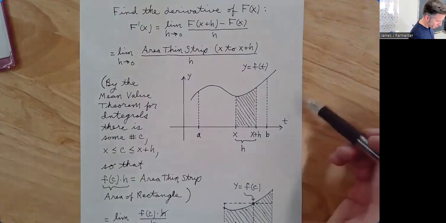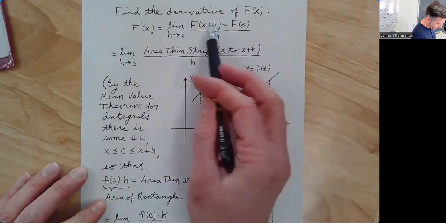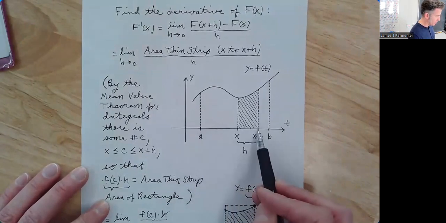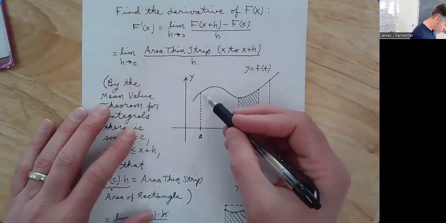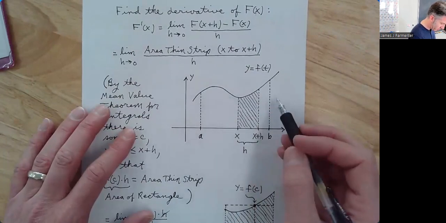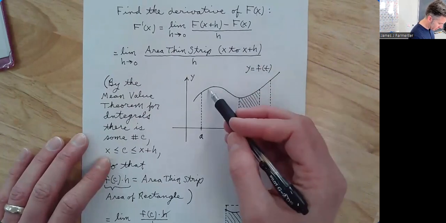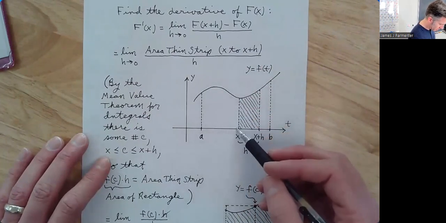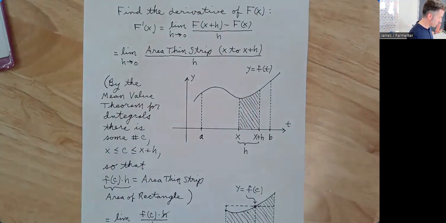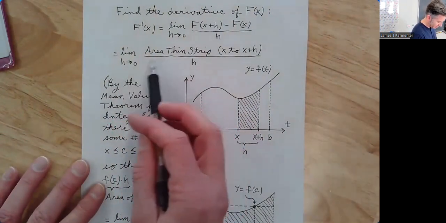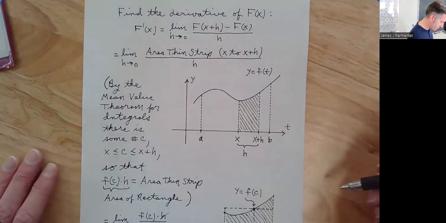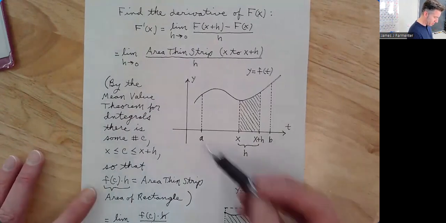At this point, we're just looking at this and saying, F of x plus h just means the area under the curve from A to x plus h. So F of x plus h is really all of this area here, from here to there under the curve. And F of x is all of this area here. And so the difference between them is this shaded part here, the whole thing. So all we're doing is rewriting this as the area of that thin strip from x to x plus h, all over h. And now we're going to say something about this.